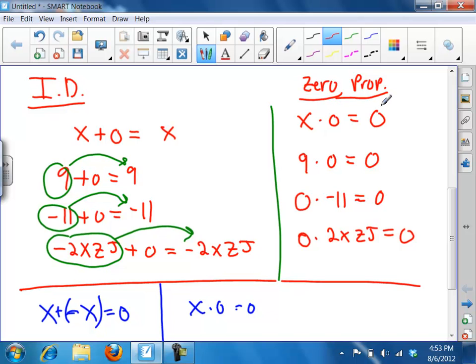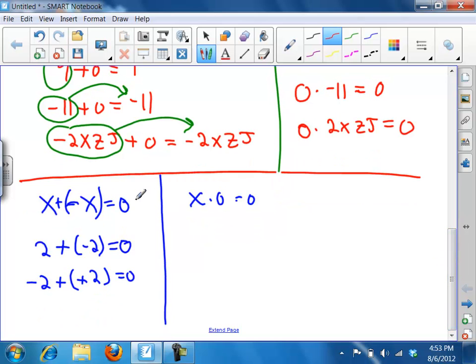You can multiply it by 0, you'll still get 0. Anything. Okay, so 9 times 0, 0. 0 times negative 11, this is using the commutative. Doesn't matter what order it's in, right? Still 0. 0 times all of this, 2xzj, doesn't matter what it is, 0. Okay?